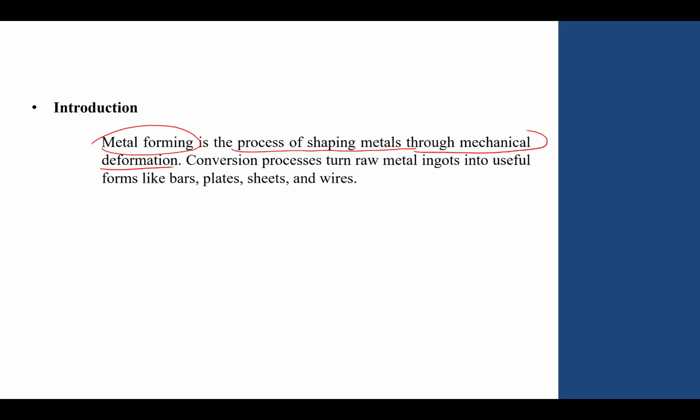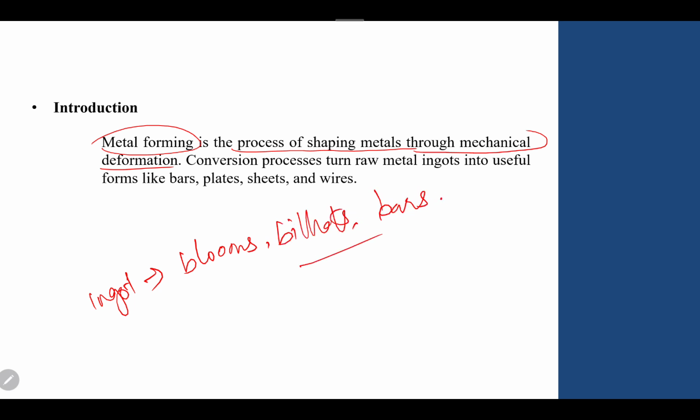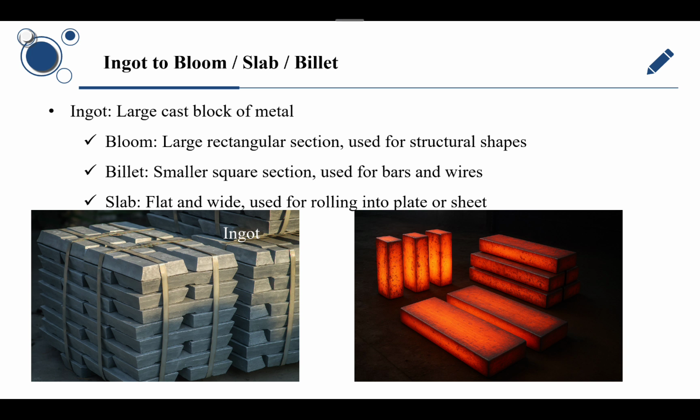Conversion processes are how raw metal ingots are turned into useful forms. That means ingots into blooms, billets, bars, plates, sheets, and wires. These are the starting materials for countless products we rely on every day and often what we are tasked to inspect.